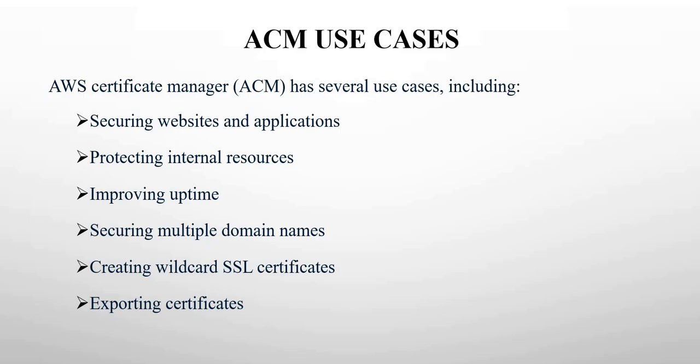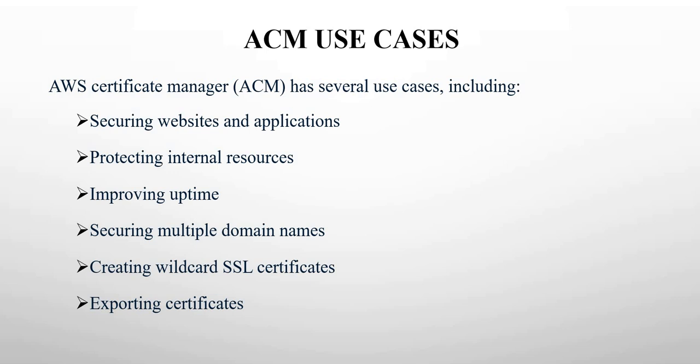It includes securing websites and applications, protecting internal resources, improving uptime, securing multiple domain names, creating wildcard SSL certificates, and exporting the certificates. So let's see one by one. Securing websites and applications: ACM can be used to provision and manage the certificate to secure websites and applications. So it helps to secure the websites.